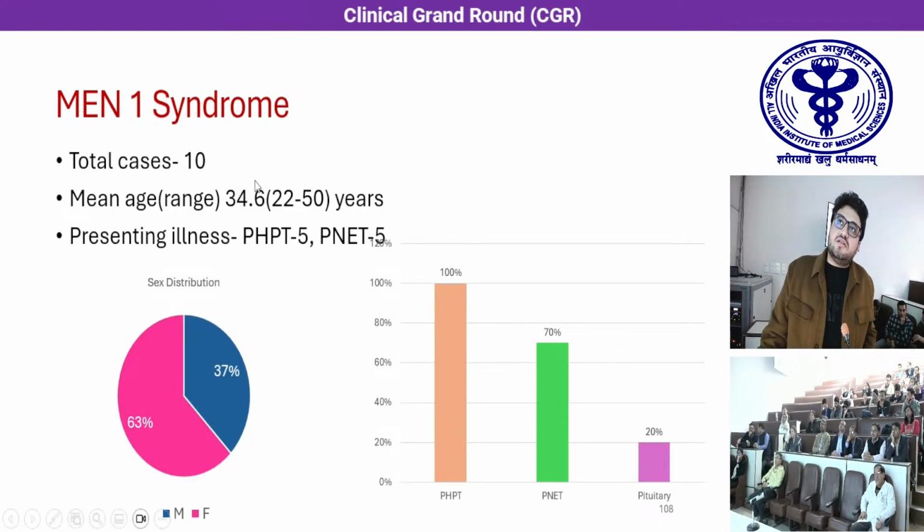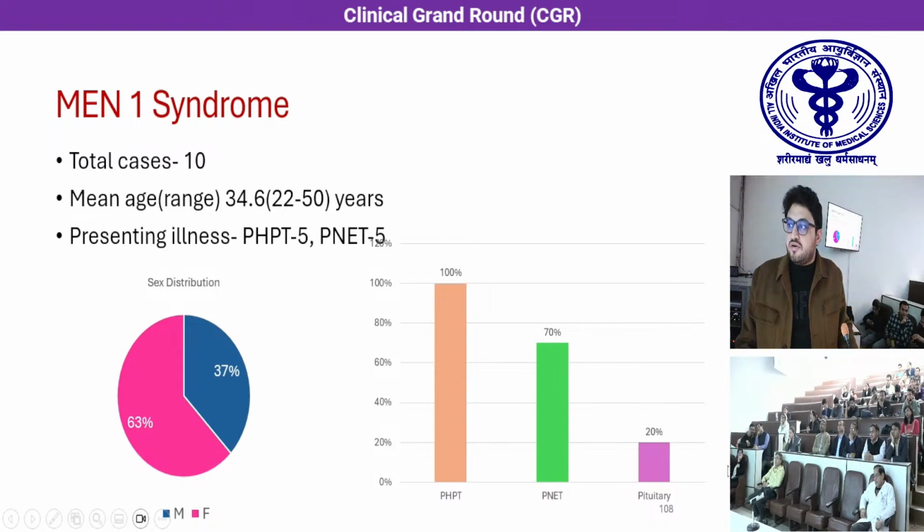Coming to MEN1 syndrome, total cases are 10 with a mean age of about 35 years, and the presenting illness was 5 each with PHPT and PNET. However, on evaluation, we found that hyperparathyroidism was present in all of the patients, with 70% having a pancreatic neuroendocrine tumor, and only 20% had pituitary pathology.